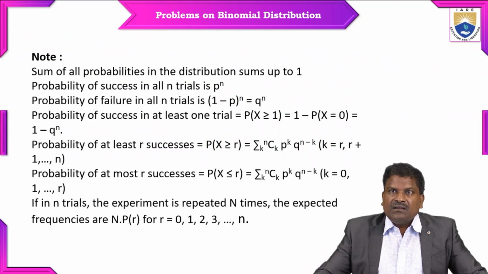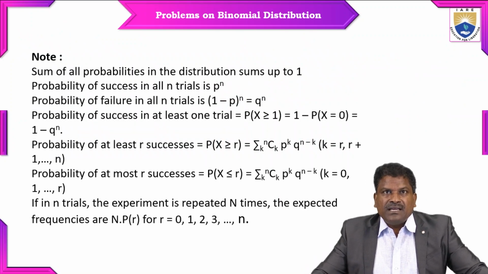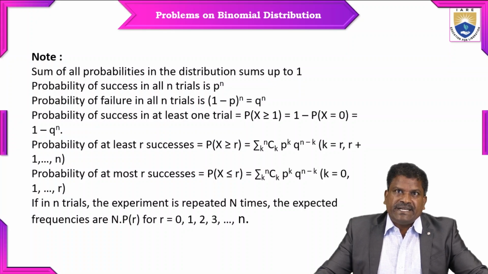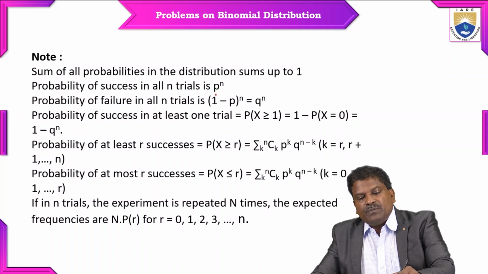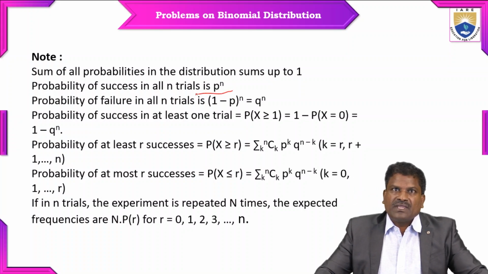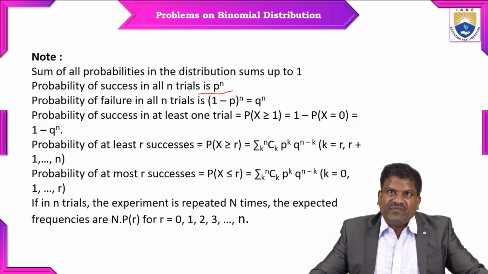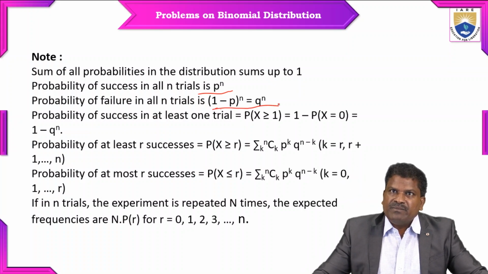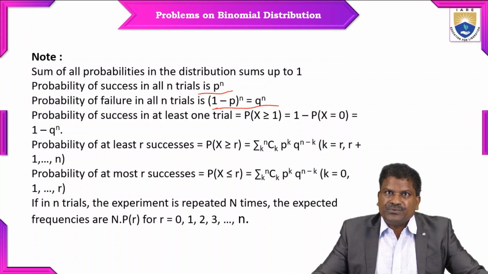All these facts I have already discussed as a part of the introduction. The sum of all probabilities in the distribution sums up to 1. The probability of success in all n trials is p to the power n. Like that, the probability of failure in all n trials is (1 minus p) to the power n, or q to the power n, since 1 minus p is equal to q.